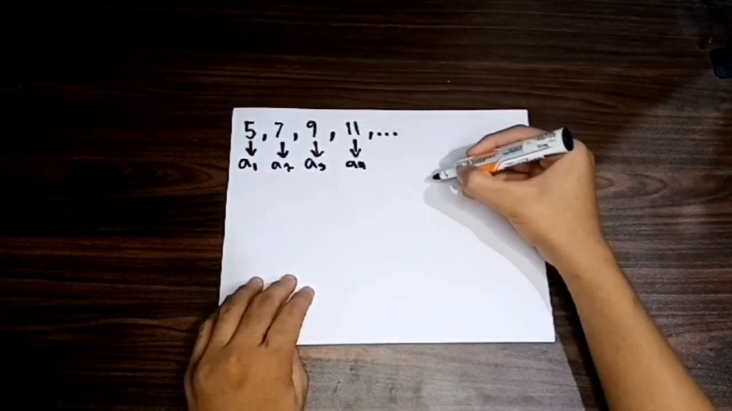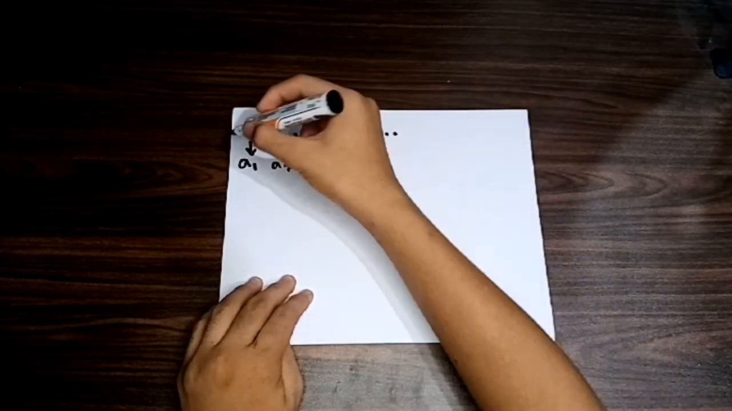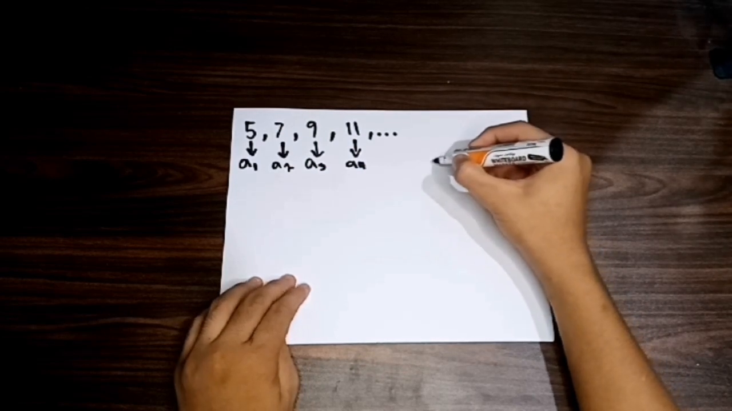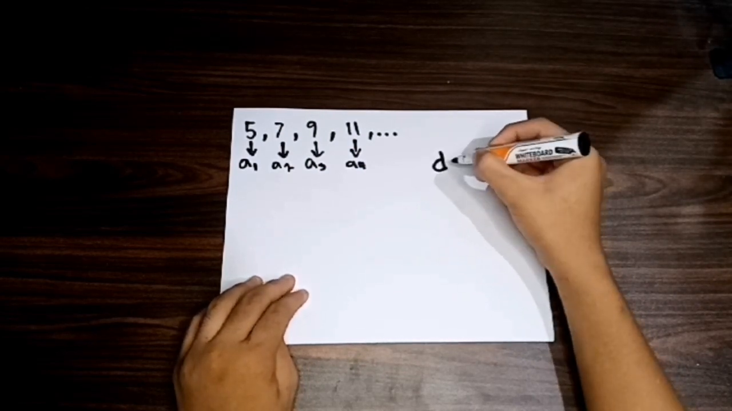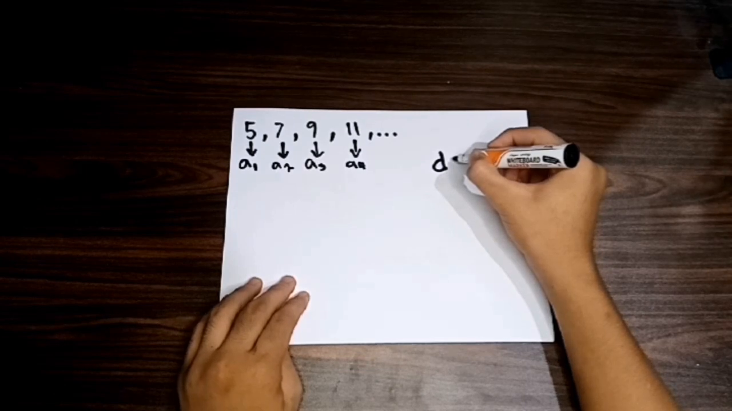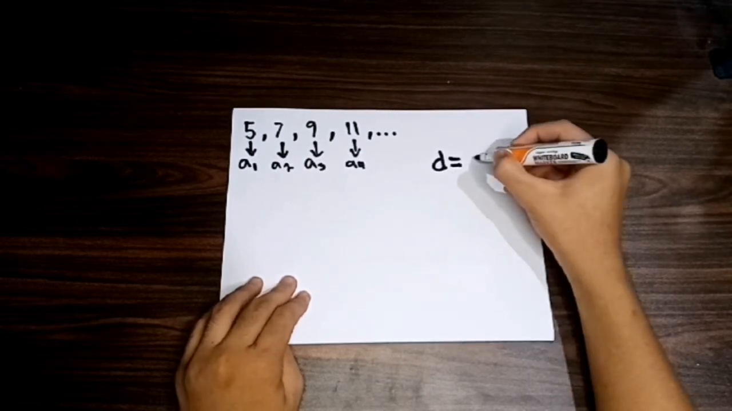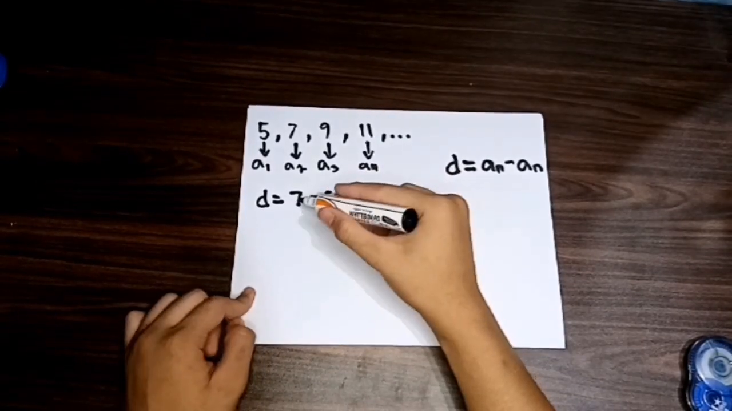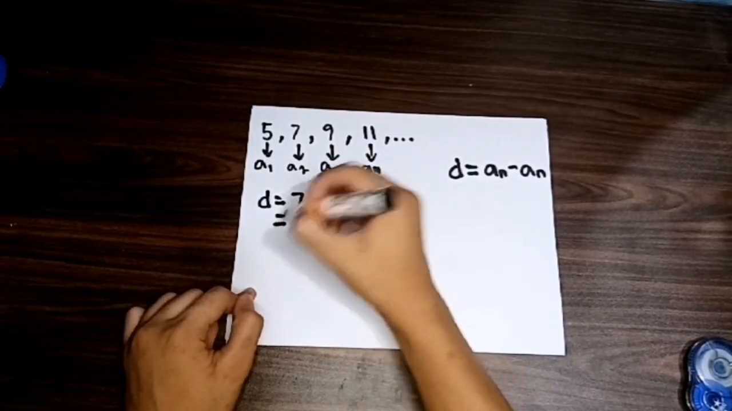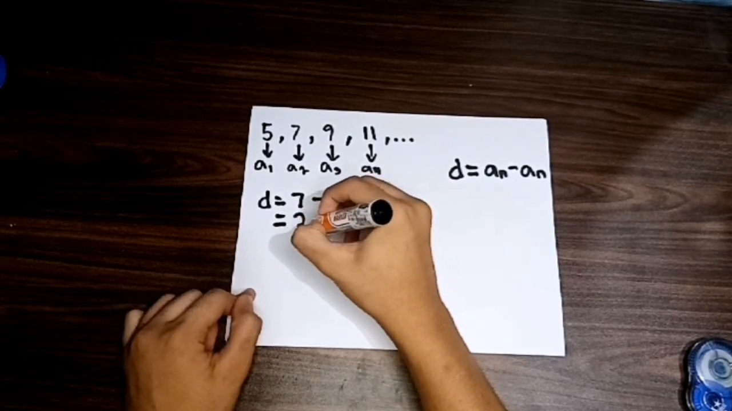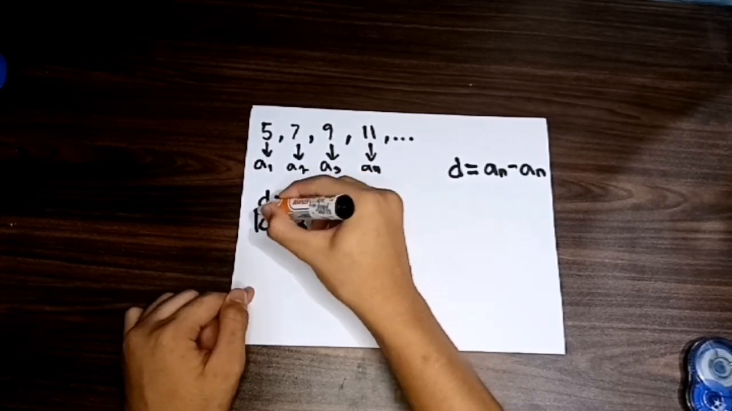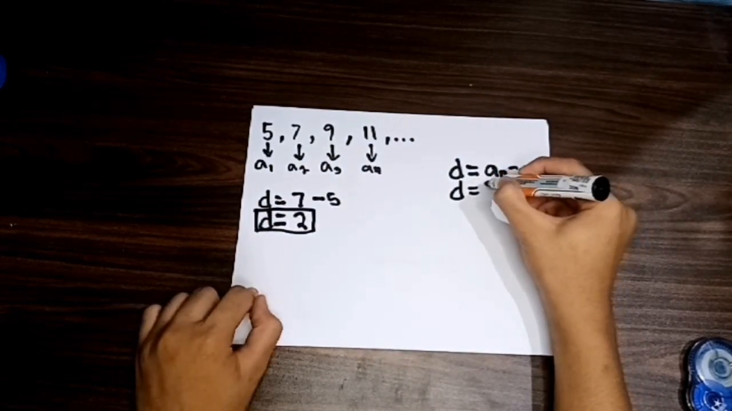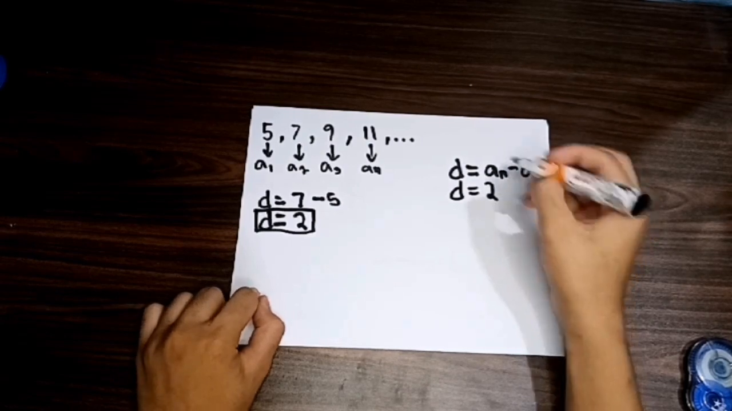Now let's move on to the arithmetic sequence. An arithmetic sequence is obtained by adding a common difference. The common difference can be obtained by subtracting any two consecutive numbers. For example, 7 minus 5 is equivalent to 2. So that's how we get the common difference. You could also use the other terms.